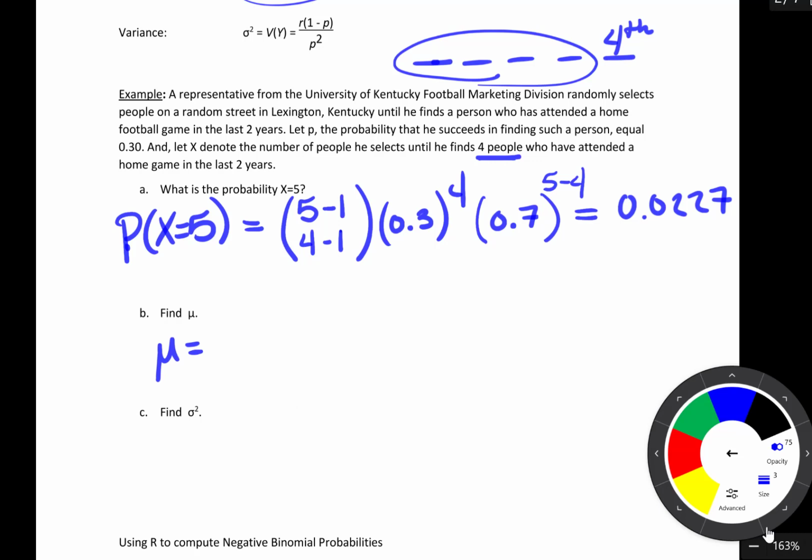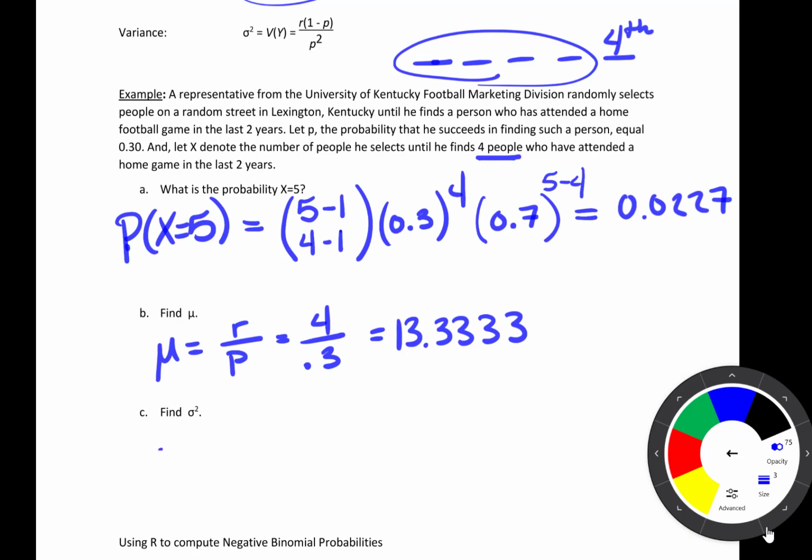We could also find the mean and the standard deviation. So remember that the mean is equal to r divided by p, which in this case is 4 divided by 0.3. So this tells me on average I'm going to have to speak to a little over 13 people before I find 4 that have attended that home football game. And then we could find the variance as well.